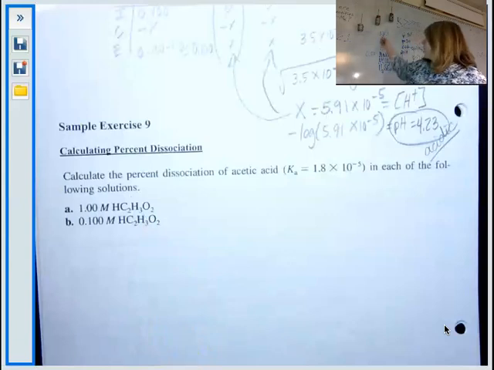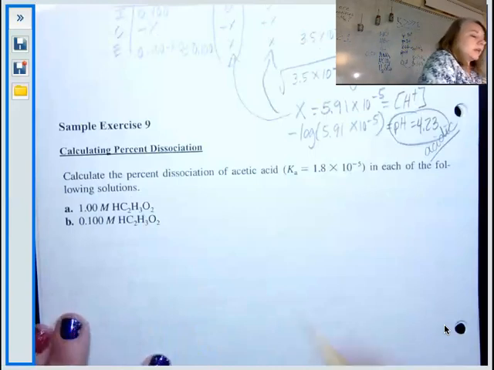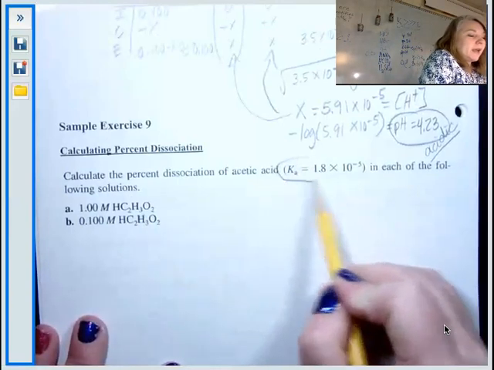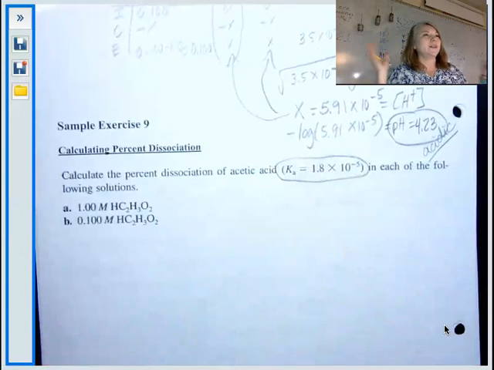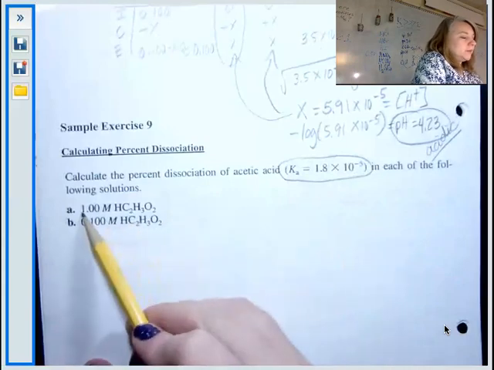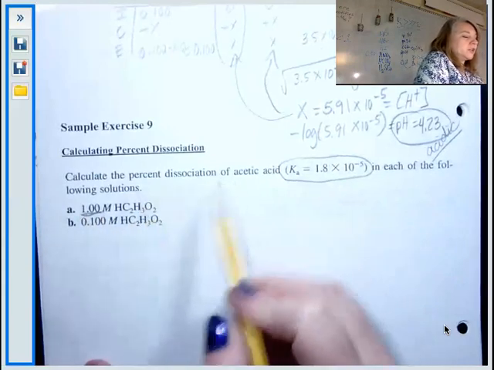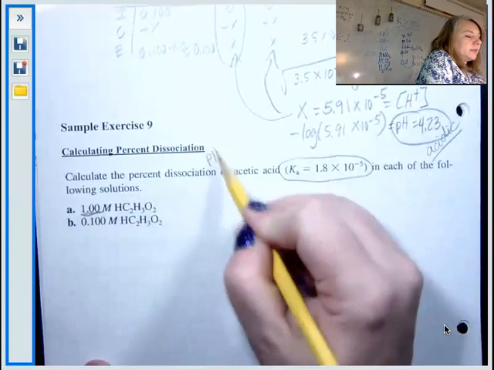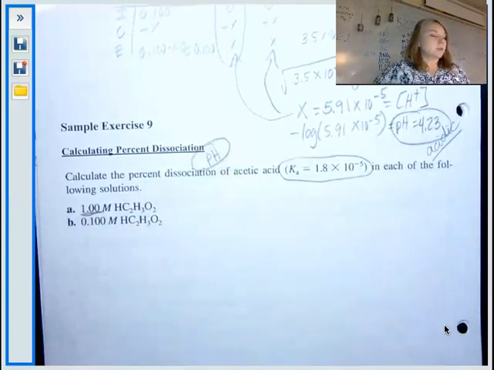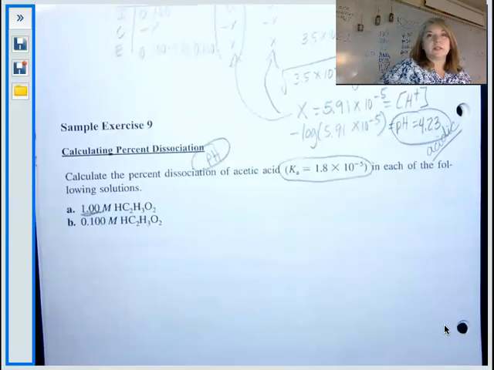You got to know your strongs to be able to determine if it's weak or not. Okay, and it's not one of the strongs, so it's got to be a weak. They gave you a Ka value that is much less than 1. There's another way to tell it's a weak acid, because we have a Ka value, right? All right, so our job now, it says calculate the percent dissociation, but right now I just want us to calculate the pH of these solutions. We've got a 1 molar and a 0.1 molar. Let's see what the difference is in these two.